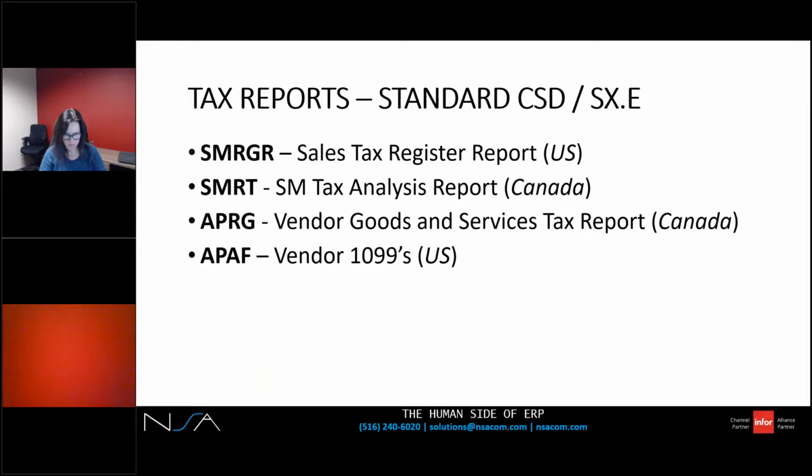Tax reports. So these are the standard ones. Some folks are using Taxware, Avalara, Vertex, but if you are not using those, these are the standard tax reports in SX.e. So the SMRGR is used for U.S. taxes. SMRT is used for Canadian companies. APRG is the goods and services. And if you're using the in-system 1099, and again, that's more run at year end, we usually run it in, let's say, January. It's APAF for the vendor 1099 report.